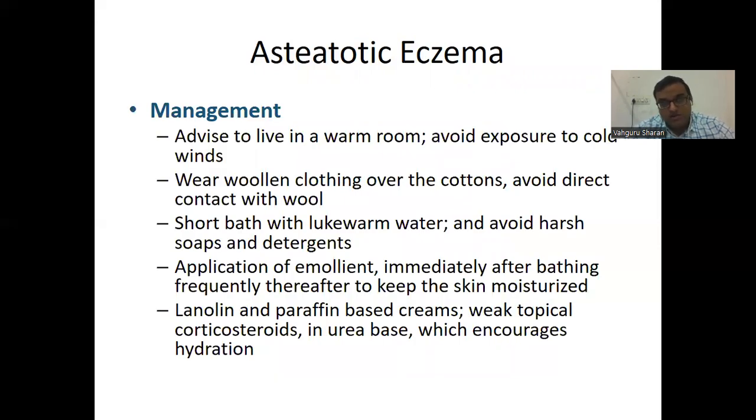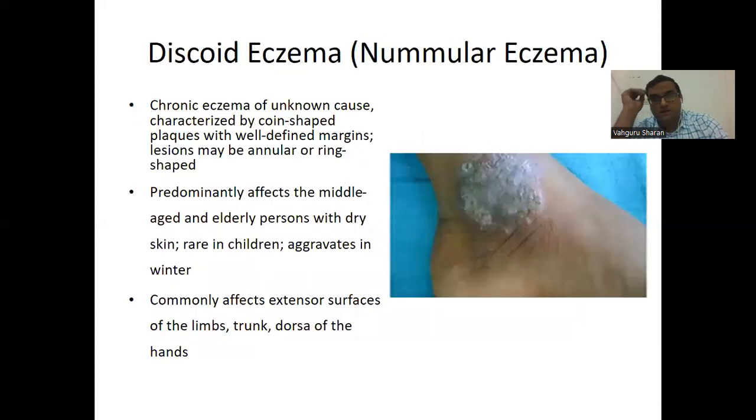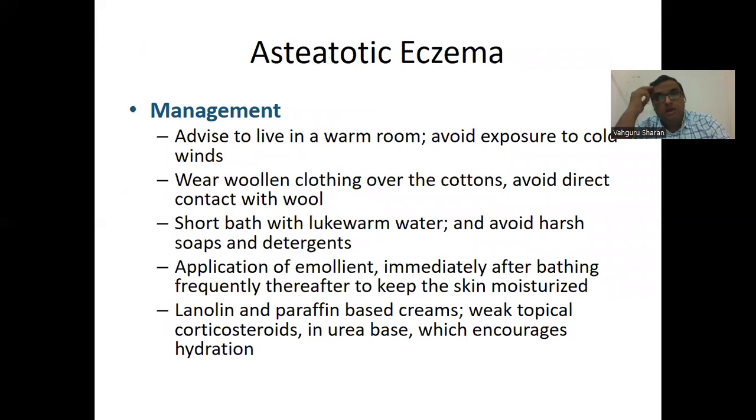How do you manage? Advise the patient to live in a warm place, avoid exposure to cold and winds. Wear cotton clothing under woolens, and don't expose the skin to direct wool. Take short baths, don't take long baths, with lukewarm water, and avoid soaps and detergents. Antibacterial skin ointments immediately after bathing, and thereafter emollients should be applied frequently to keep the skin moisturized. Lanolin and paraffin based creams, and weak topical corticosteroids in a urea base increase hydration. Okay, that's all about asteatotic eczema.